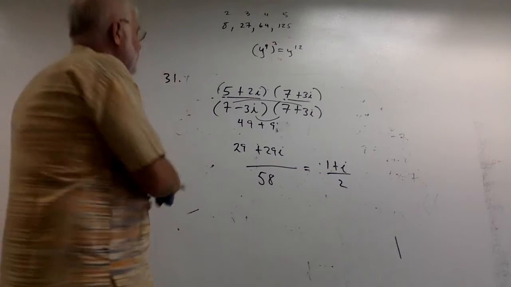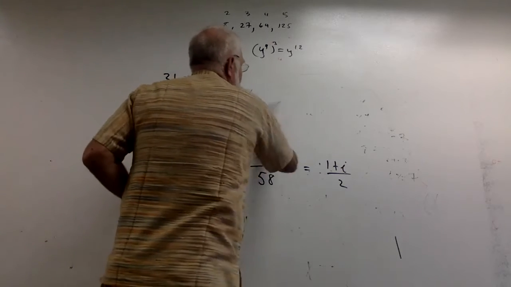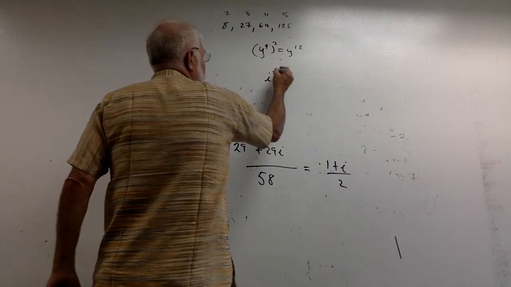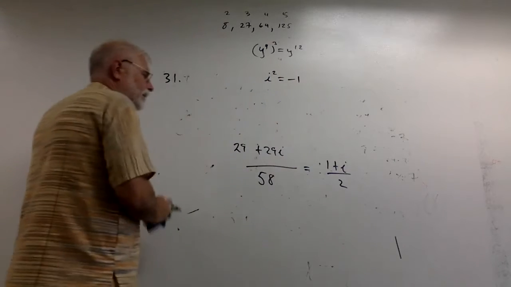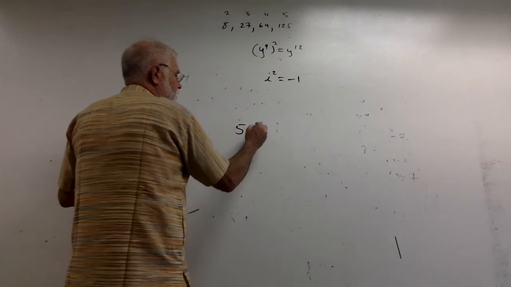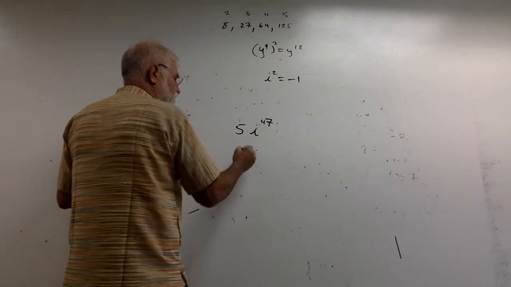All right, 5i to the 47th. Again, in your future math classes, I hope you always remember i squared is the number -1. All right, so we're doing 5i to the 47th. I'm going to work with i squared.